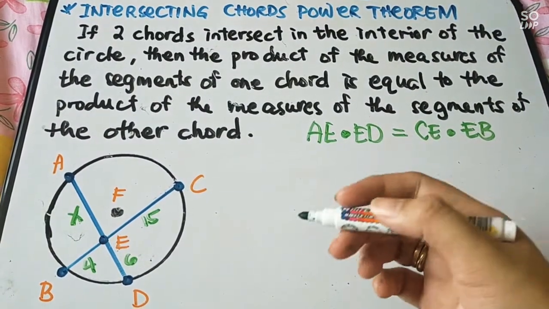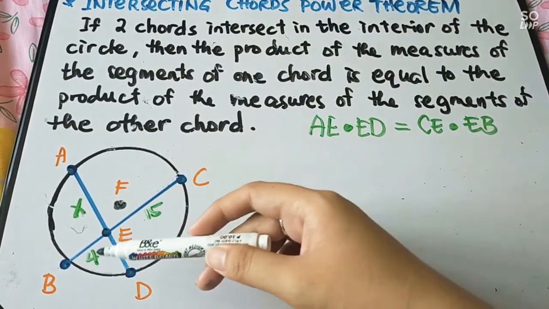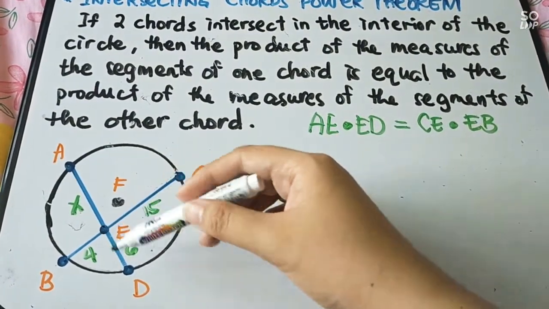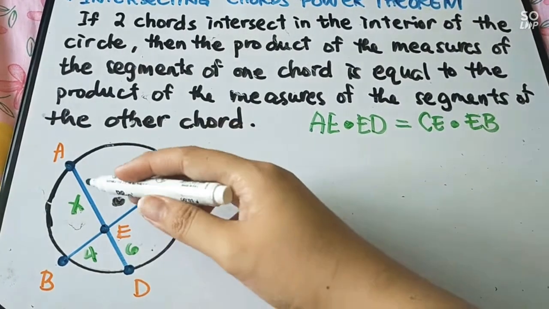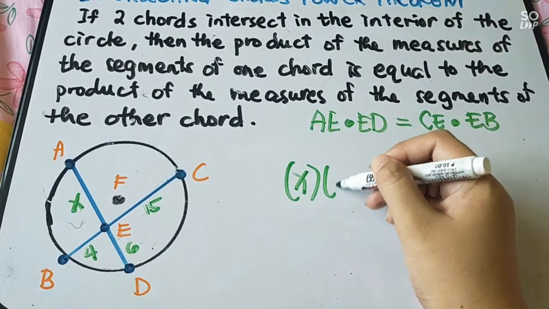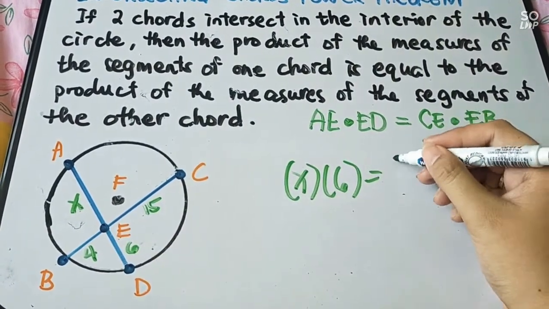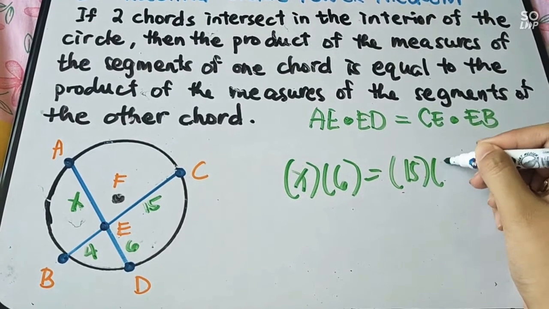For example, we have here a given. Circle F again, except I changed the given. So, it is written here. For us to solve this one, we have x times 6. So, multiply x by 6. It is equal to, here, 15 times 4. So, 15 multiplied by 4.